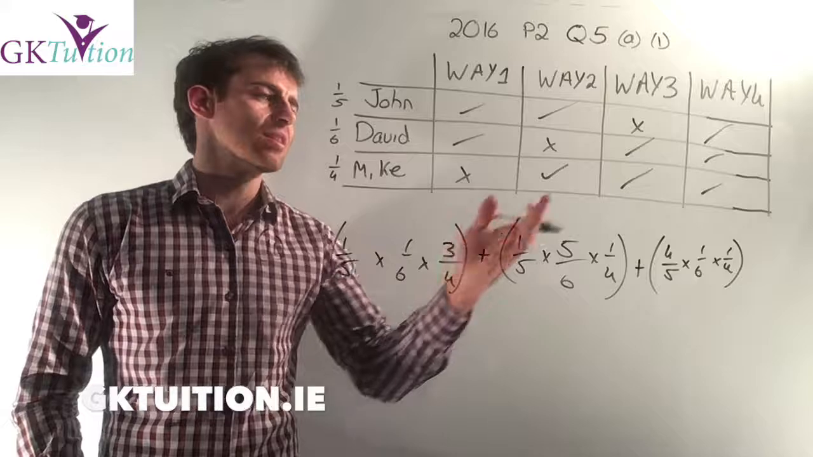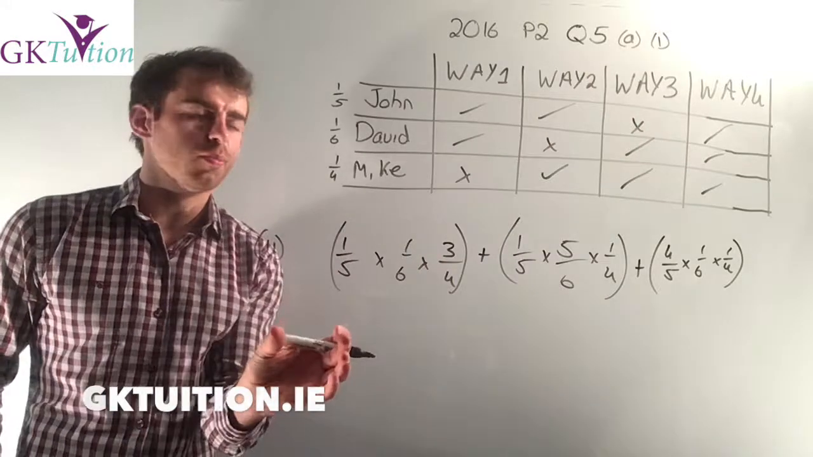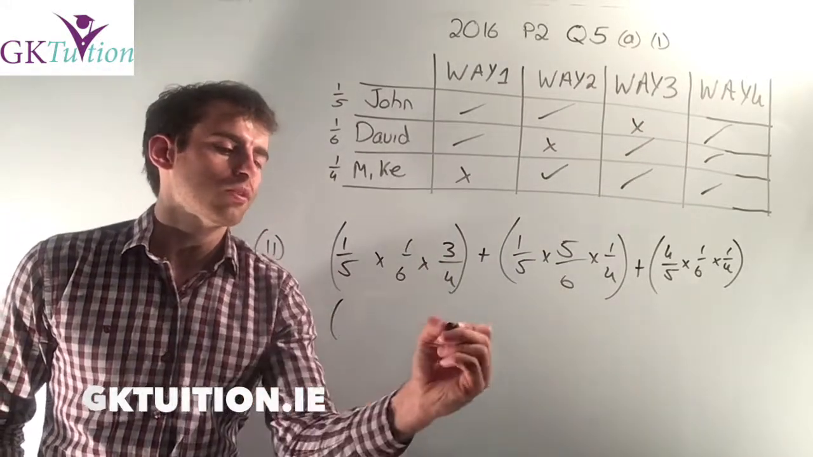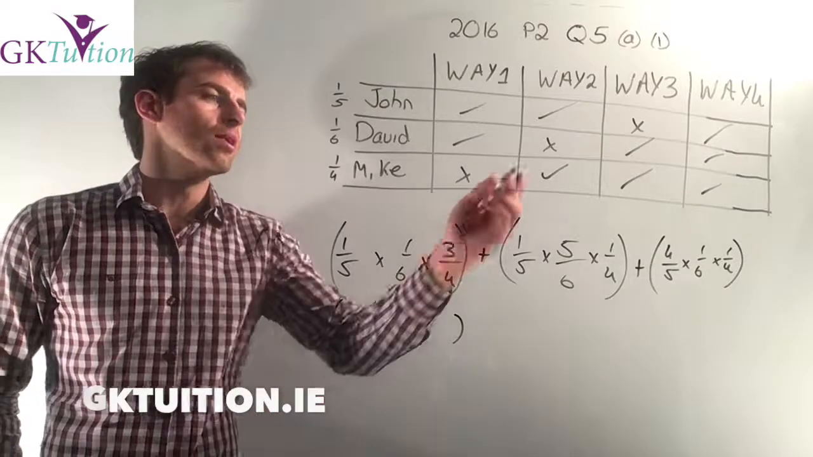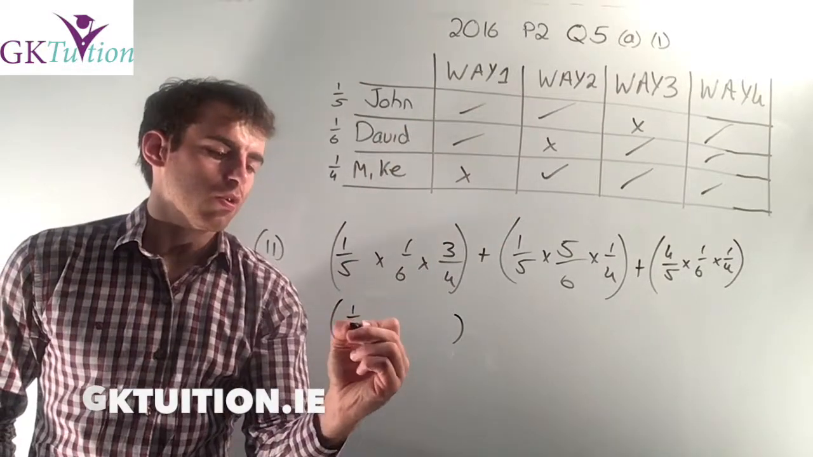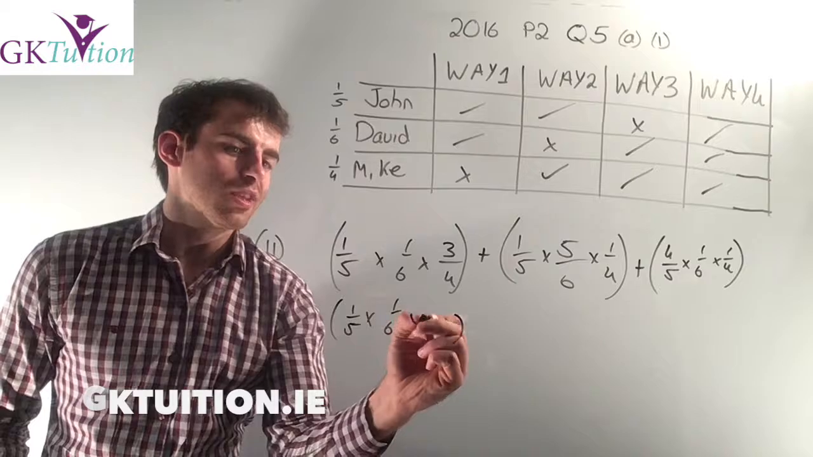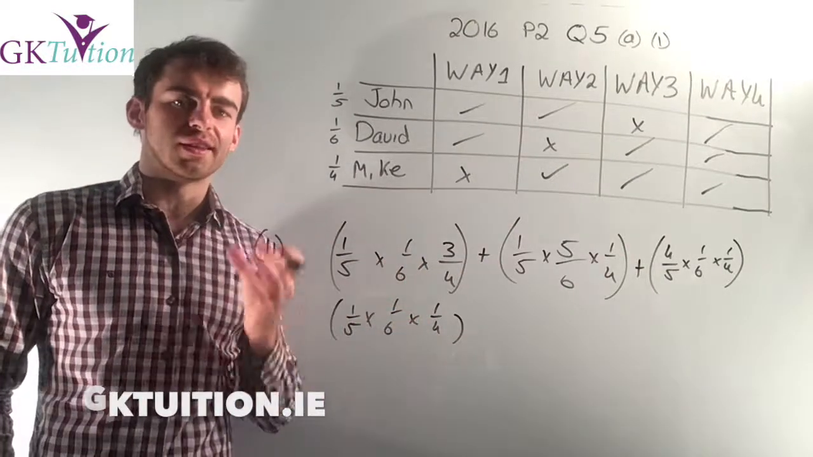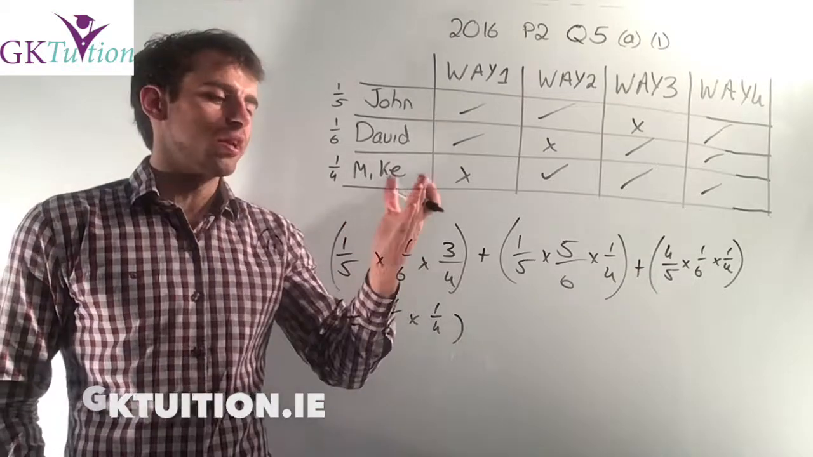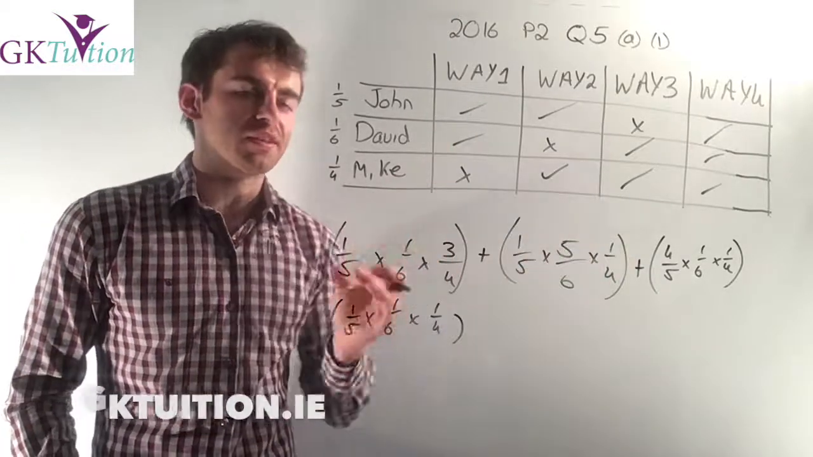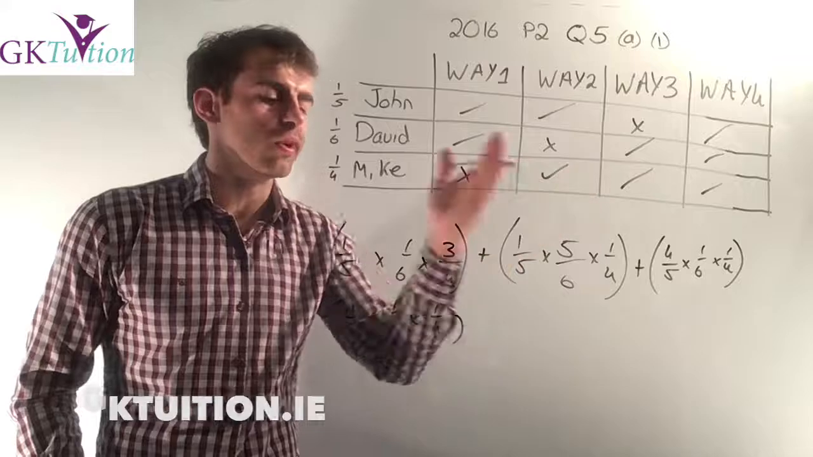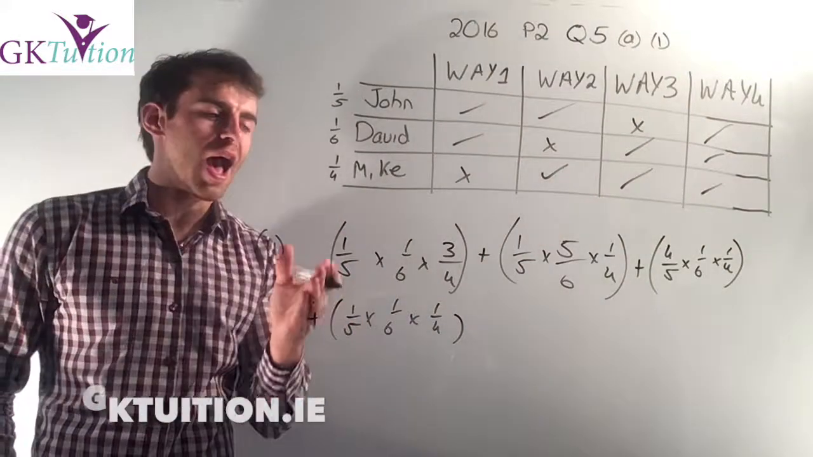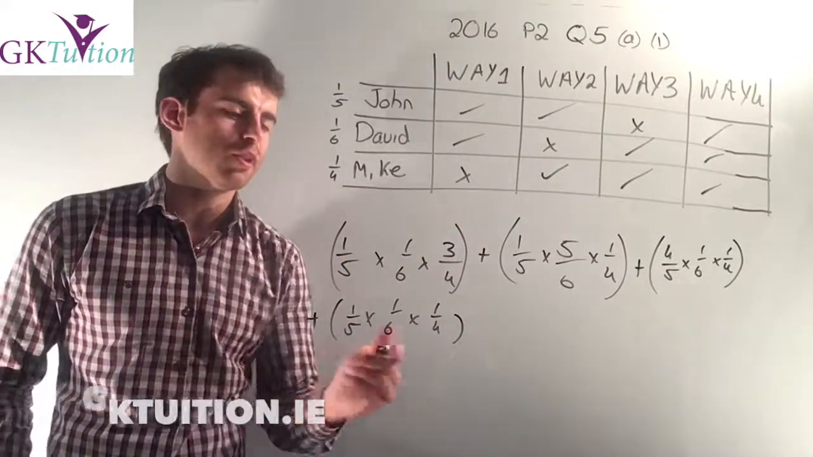And then clearly the last scenario is I've got one more way. So I'm going to put that down here. So to work out the probability that way 4 will happen, it's the probability that John scores, and David scores, and Mike scores. So I've worked out the 4 different ways that they could win this competition, and I want to work out the probability that any one of these could happen. So this, or this, or this, or this, which means I'm going to add them. I'm adding up my 4 different possibilities.